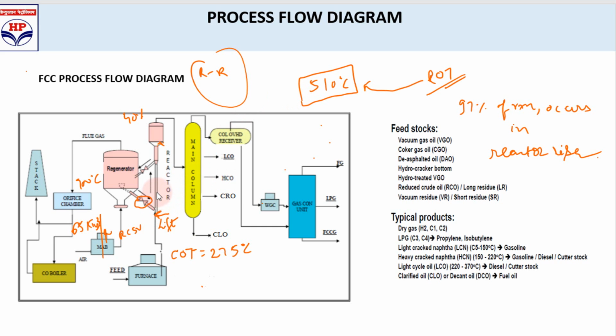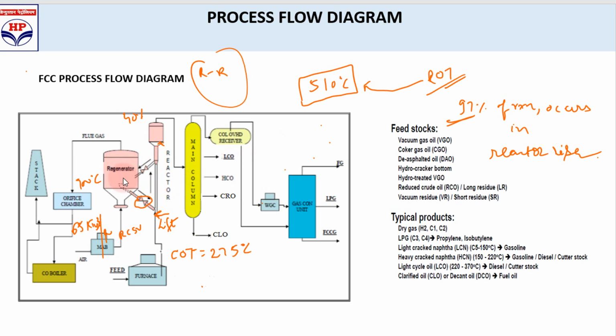That's why I tell you, once it starts traveling into the reactor riser, which is a vertical portion of pipe, 97% of the reaction happens. So basically, all over the reactor riser, the reactions happen in the vapor phase only, and 96 to 97% of reactions happen here only. Okay.